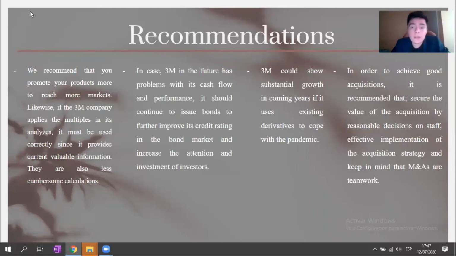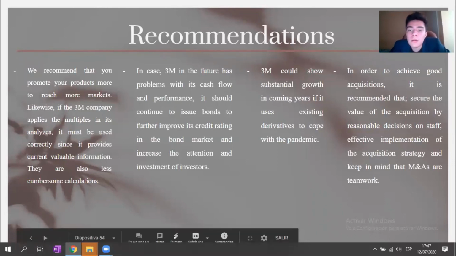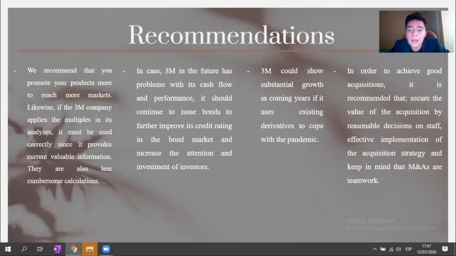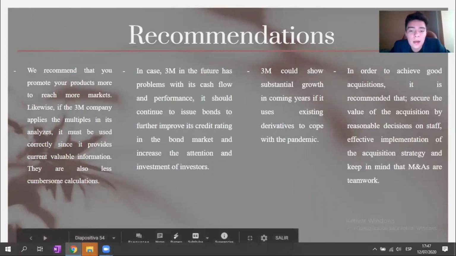In order to achieve good acquisitions, it is recommended to secure the value of the acquisition by reasonable decisions on staff, an effective implementation of the acquisition strategy, and finally, keep in mind that mergers and acquisitions are teamwork between companies.